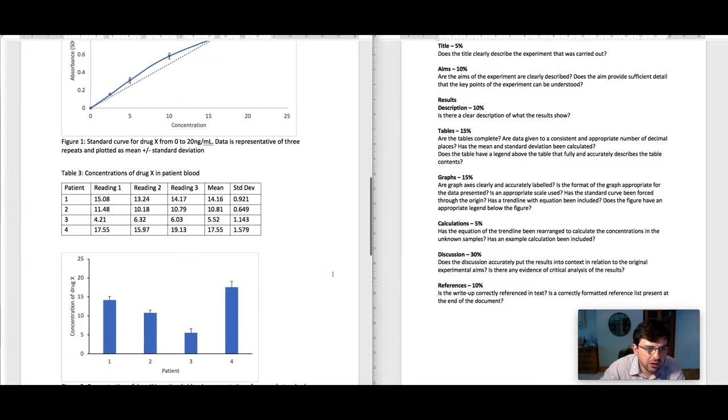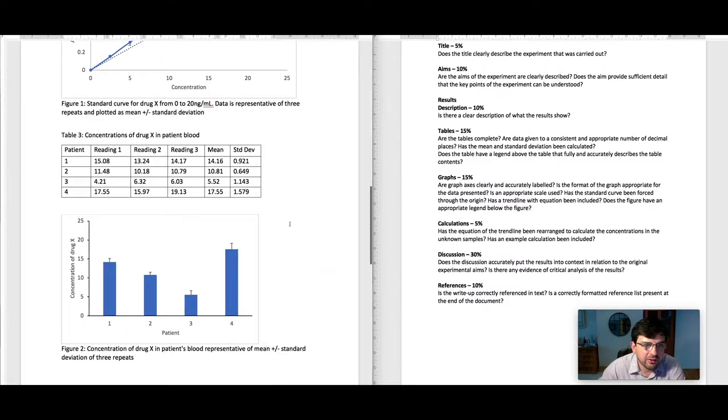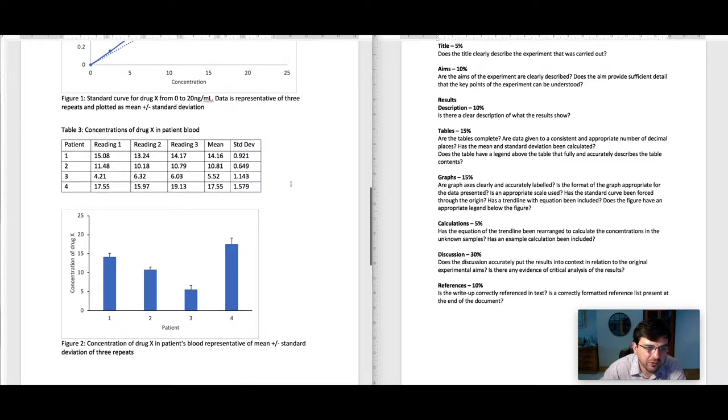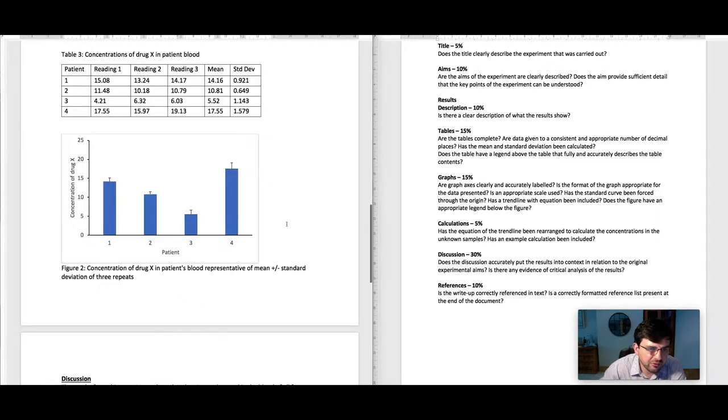We then have a nice summary of all the patient data. So these are the concentrations that have been provided. Again, we've got these given to a consistent, appropriate number of decimal places, and so this is a good table. We've got a good figure legend as well, and the student has chosen to represent this in an appropriate manner.